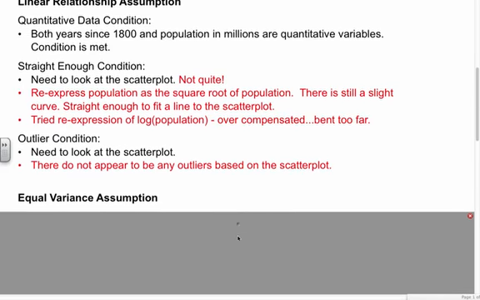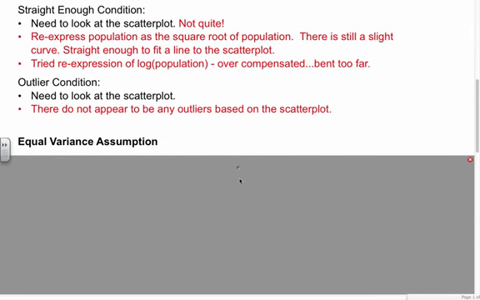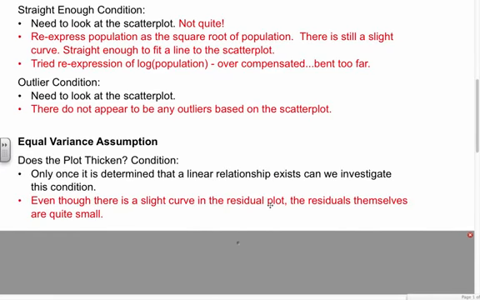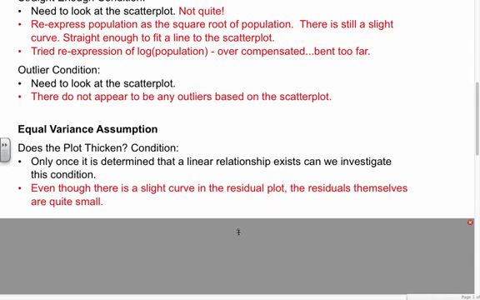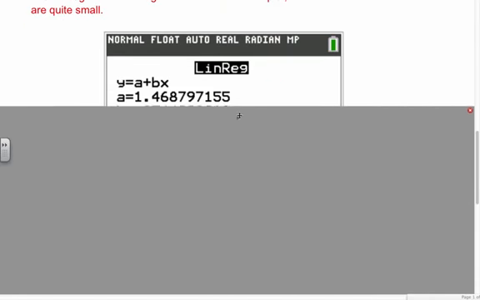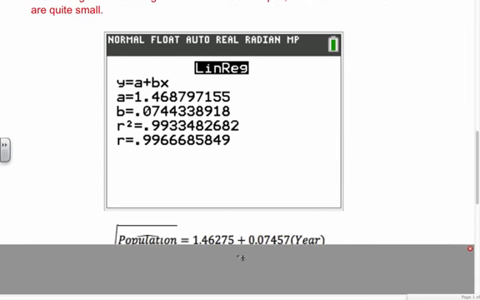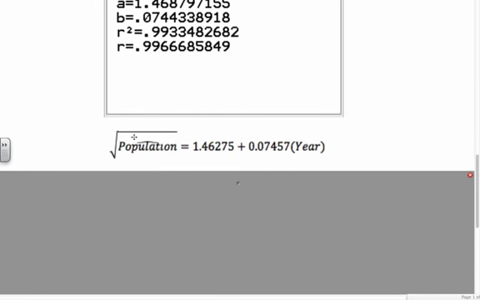And then when you look at the equal variance, we see that, even though there's a slight curve in the residual plot, the residuals themselves are quite small. So when you look at your line that's fit to the curve when we did the re-expression, it's actually not too bad. So then let's take a look at what our model came out to be. So this was from using the square roots. Notice that we have a strong linear association here now once we've taken the square root. Our r squared is rather large, and we come up with this as our model. So the square root of the population hat is equal to blah. You can read the rest.